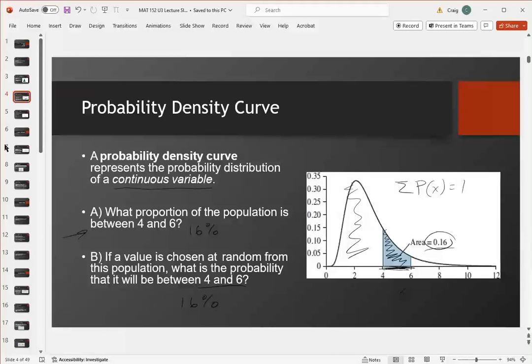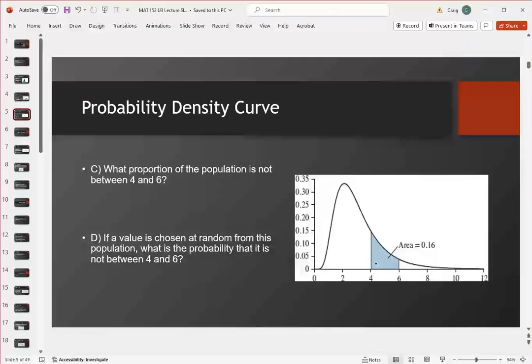We can look at these density curves in a slightly different way. If we want to know what proportion is not between 4 and 6, well, we can just subtract. Since we know 0.16 is between 4 and 6, this will give us 0.84.